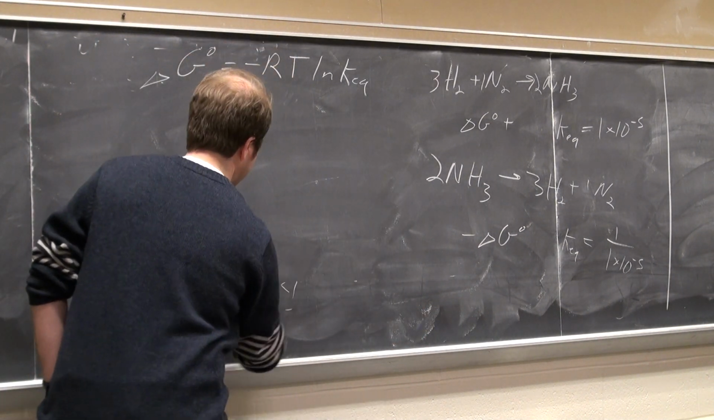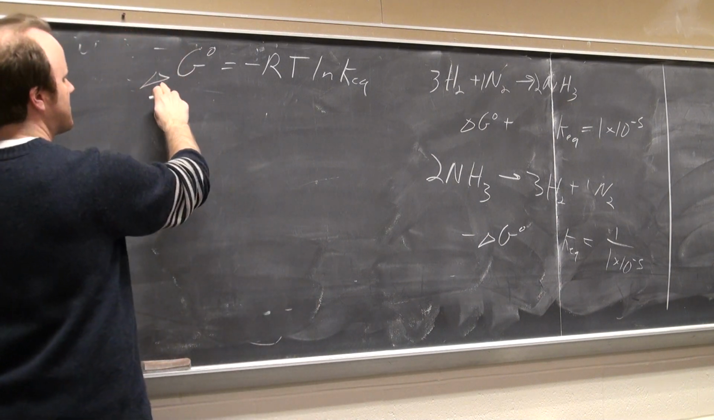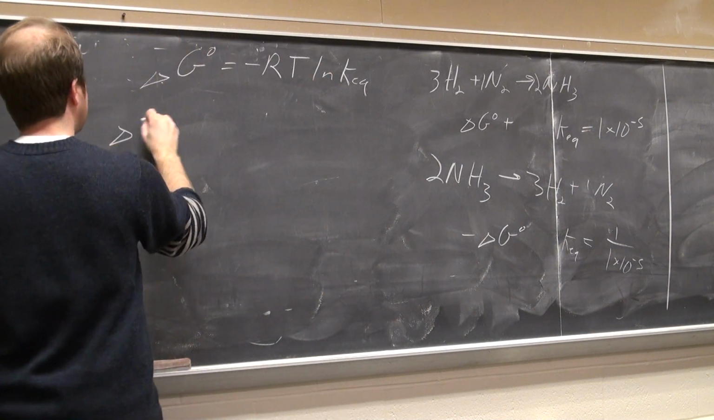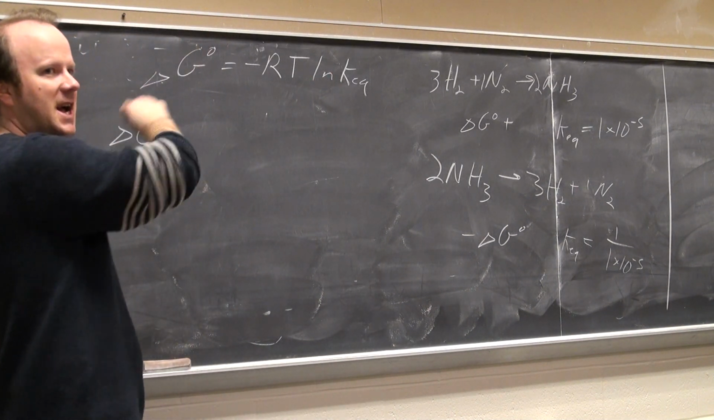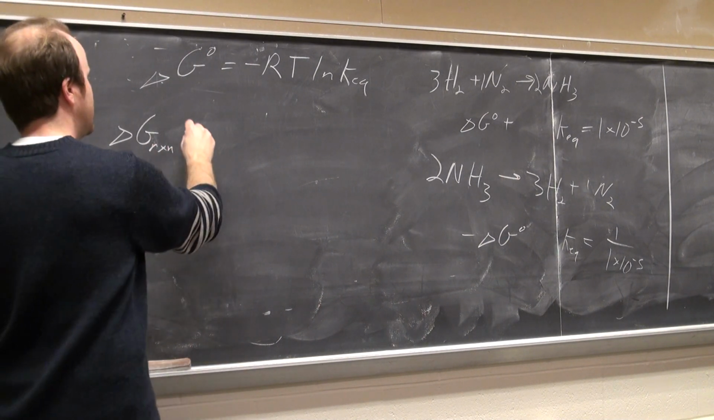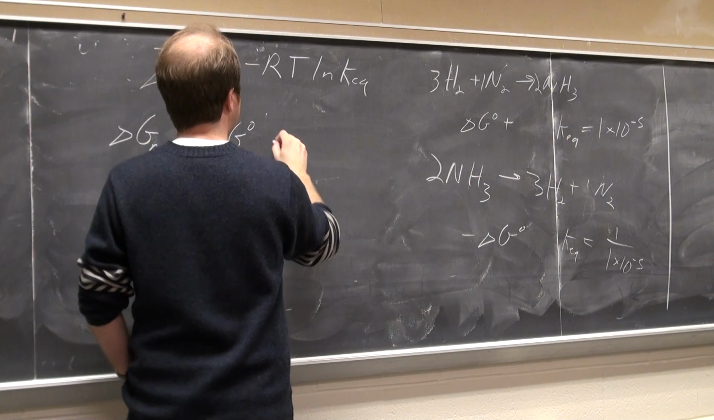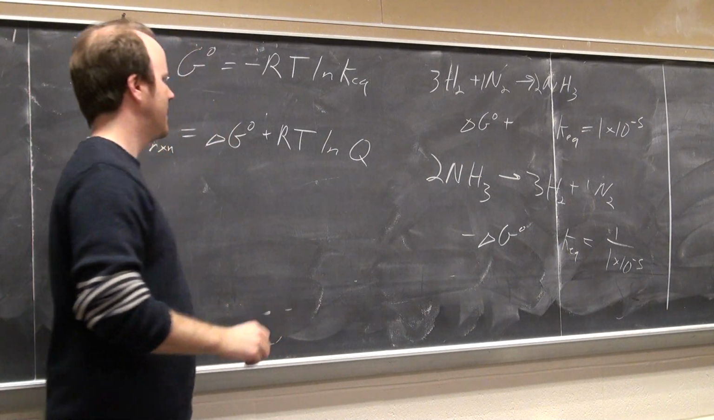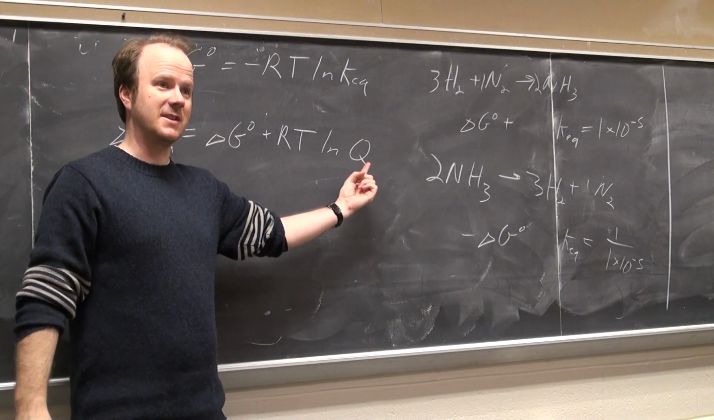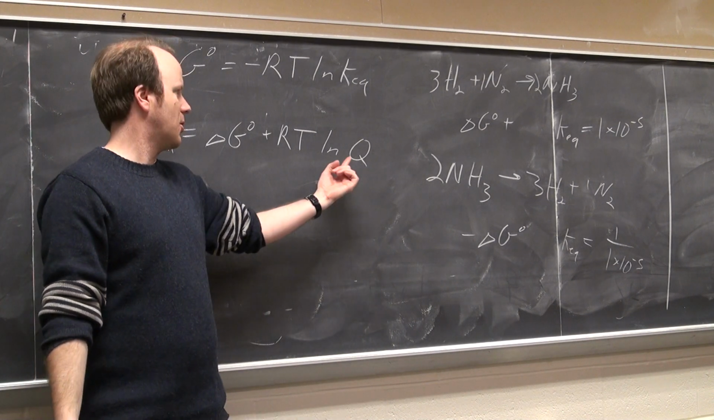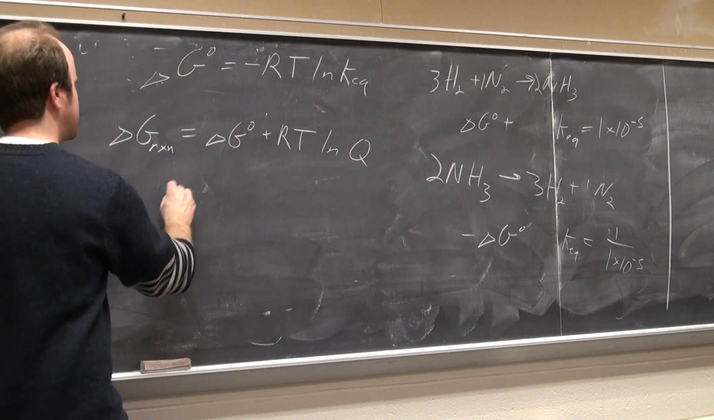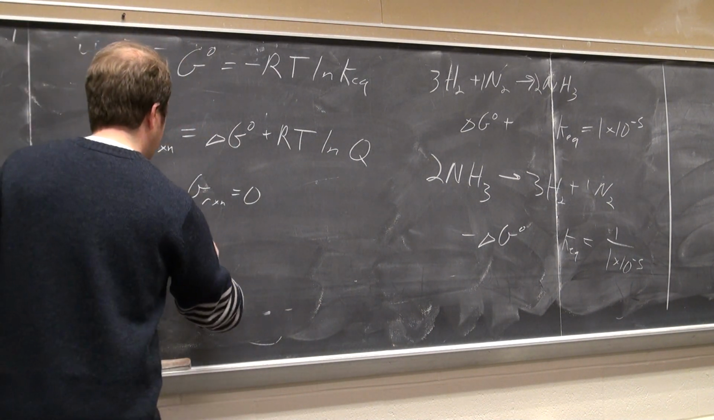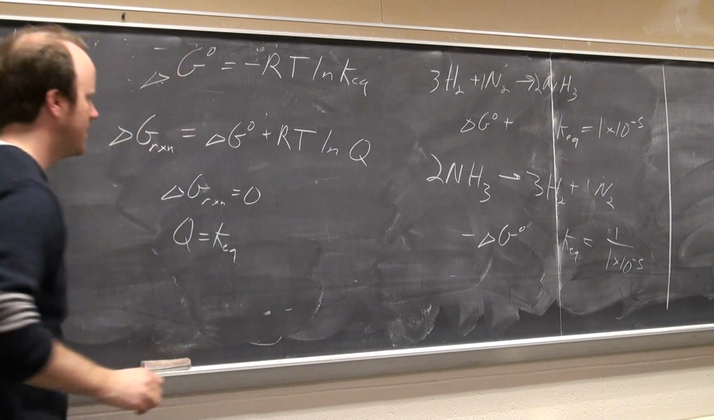Yep, no, I gotcha. So this is relating delta G0 to the equilibrium constant, right? Right. Set in stone. We also have delta G of any reaction, not at equilibrium, is delta G0 plus RT ln Q. This is not the equilibrium constant. This is the reaction quotient. So only at equilibrium, only when delta G of the reaction is 0, Q equals KEQ.